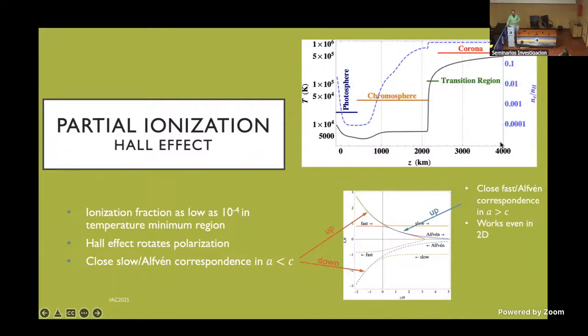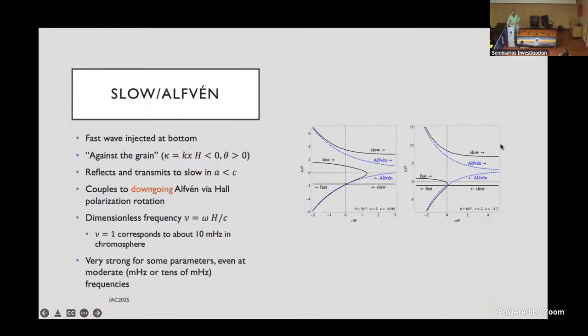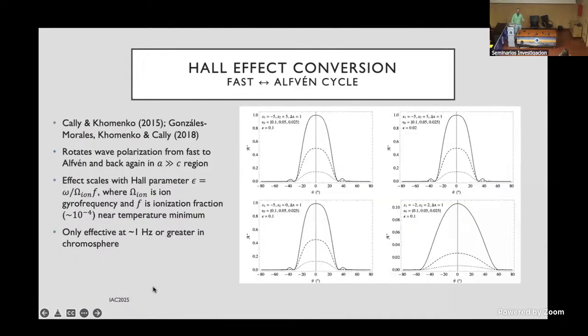I won't talk about partial ionization. You've probably all heard about this from Elena. So let me just say one thing about it, that the Hall effect in a partially ionized fluid can also create Alfvén waves out of fast waves, even in 2 dimensions, even in 1 dimension, that can happen. So that's another mechanism that we've explored together in a lot of detail. So that's a further mechanism. The lower solar atmosphere is only partially ionized, weakly ionized mostly. So at least at high frequencies, this effect can also be important. But I won't go into the details of it. It's quite complicated.